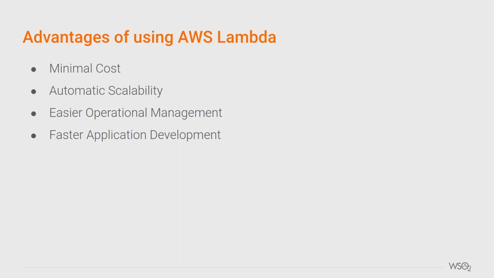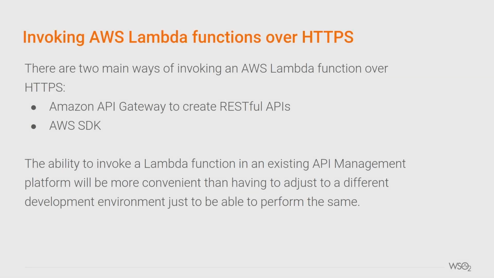Now one may wonder, how can we invoke Lambda functions over HTTPS? There are two main ways of invoking an AWS Lambda function over HTTPS. This includes using Amazon API Gateway to create RESTful APIs and using the AWS SDK. Integrating with an existing API management solution would go a step further to conveniently make the shift to AWS Lambda without the hassle of completely moving to the Amazon Cloud platform. The ability to invoke a Lambda function in an existing API management platform will be more convenient than having to adjust a different development environment just to be able to perform the same.